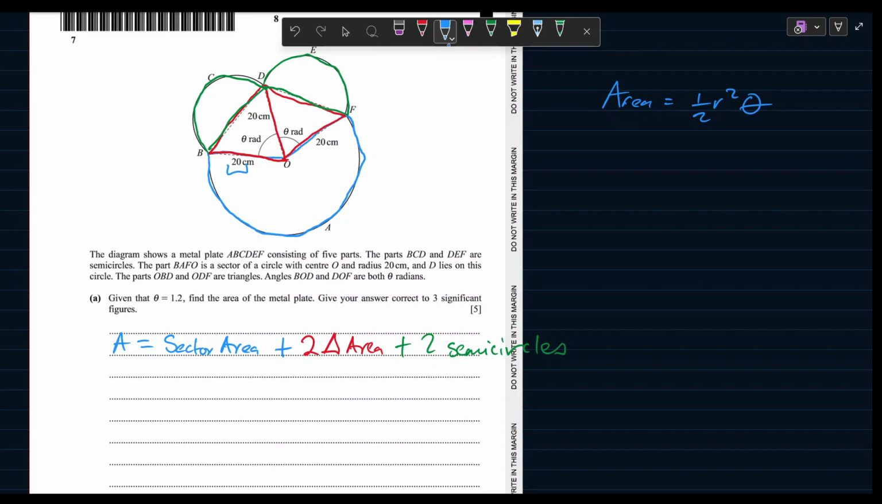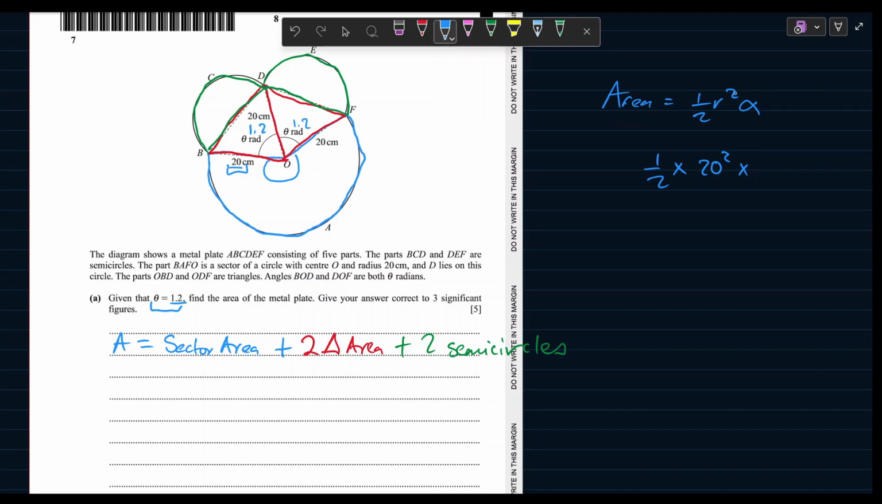The radius of our sector is 20, and we need to find the angle over here that would represent theta in this case. So it's going to be half times 20 squared times theta. We have been told that this angle here, theta, is 1.2. Please don't mistake this theta and the theta they have here. This theta just represents any angle. In fact, I should probably write it as something else so that there is no confusion. Maybe alpha. So we know that theta is 1.2 here and also 1.2 here.